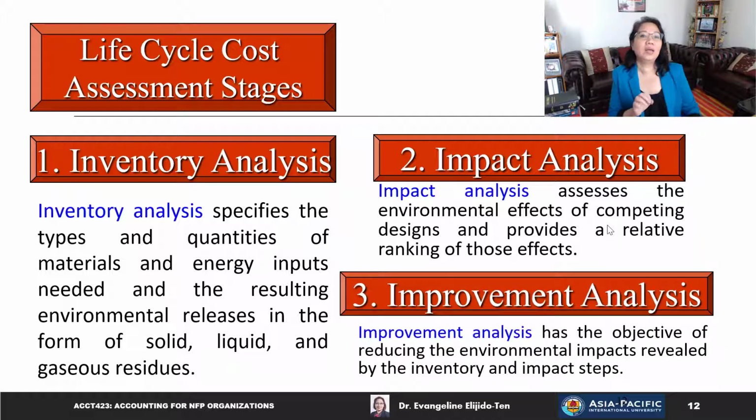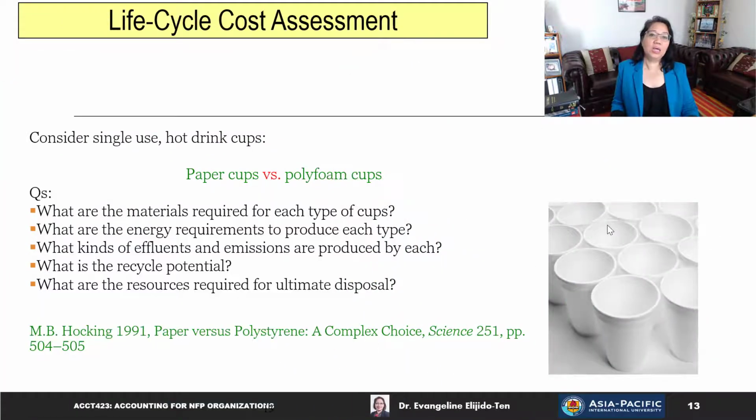This is where the entity has the objective of reducing the environmental impacts revealed by the first two I's, the inventory and the impact analysis. Let's have a quick illustration here. This is looking at the life cycle cost assessment of the cup.